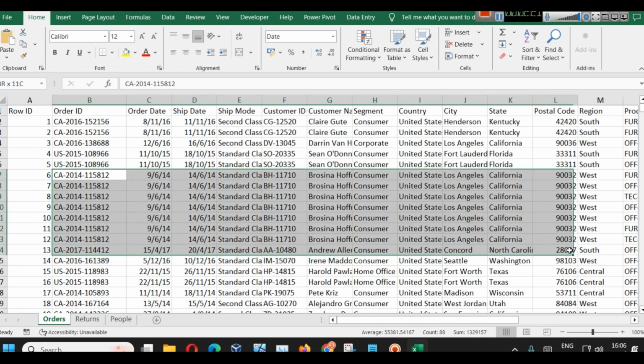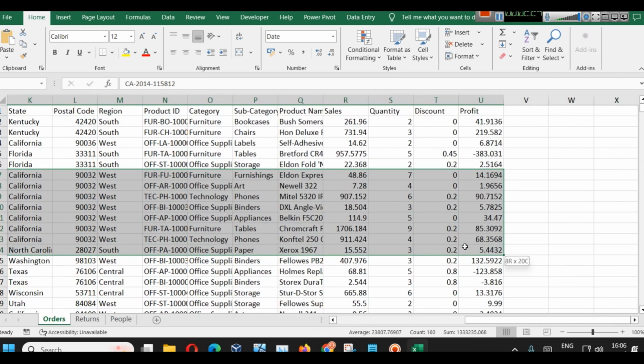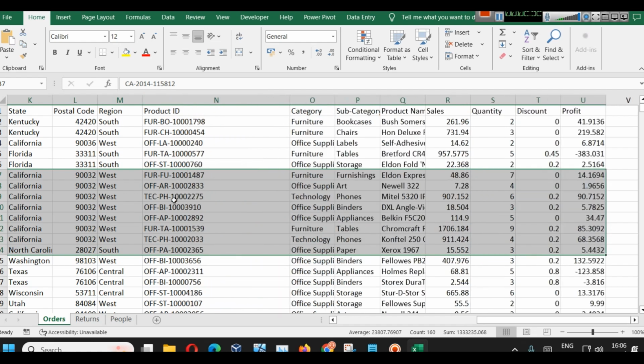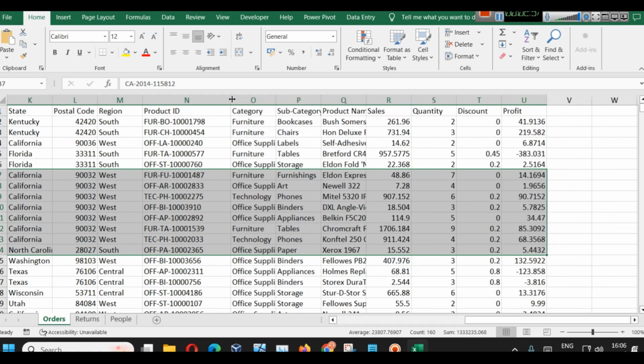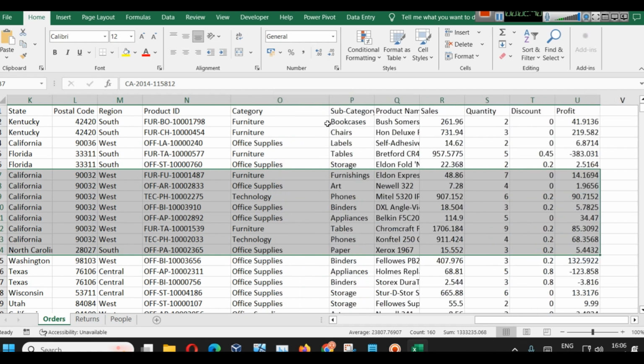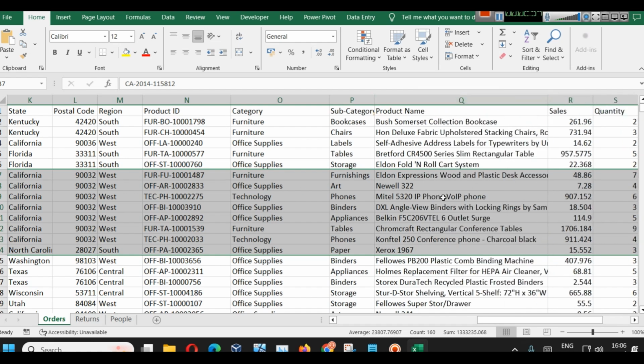So here, for example, this user has ordered 8 different products. These are the product IDs, it can be something like SKU, a stock keeping unit of the products. And this is the category of the product, like to which category those different products belong. Some of them are furniture, office supply, technology, etc. Then here we have product names, like Eldon Expression Wood, Naval 322, etc., a Xerox machine.